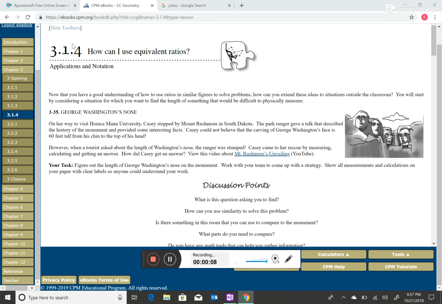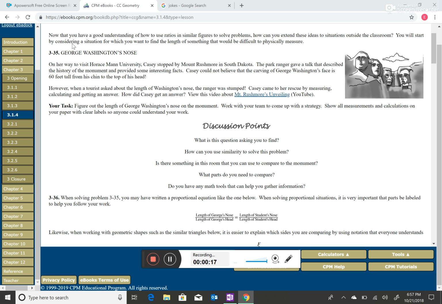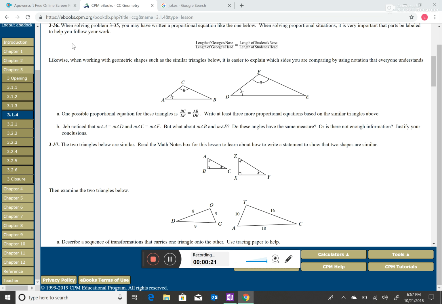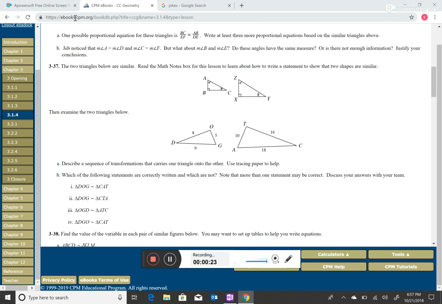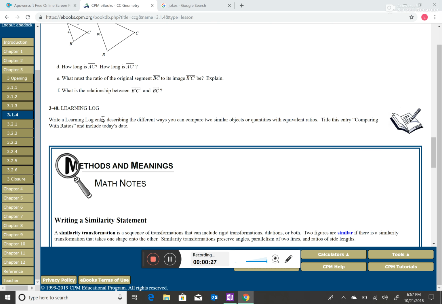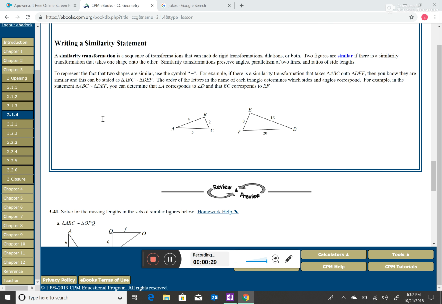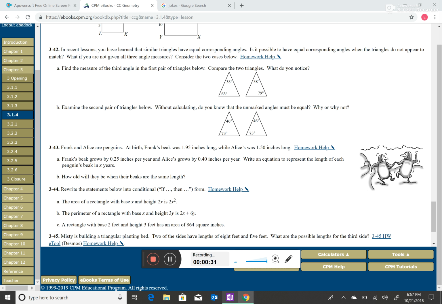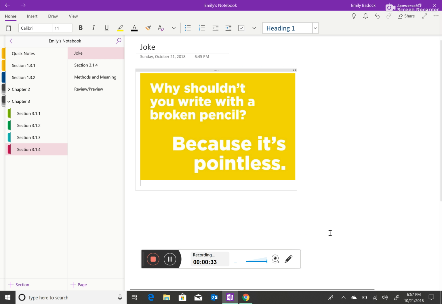So we're actually going to be working with the applications of ratios and the notation of it. When you come into class, you'll be working on 3-15 and another little activity I have planned for you. We're going to do 3-16 and 3-17 together in the video, so make sure you write those down in your notes. Then 3-18 and 3-19 you're going to do on your own, and then you have an exit ticket.